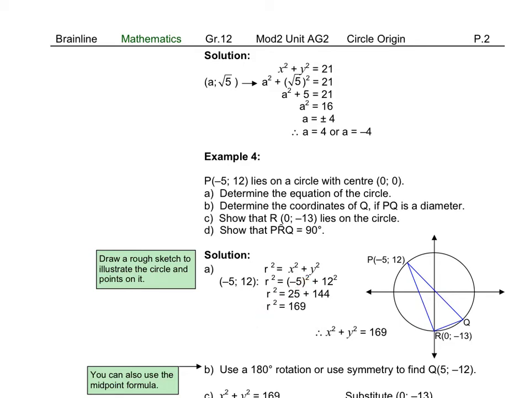Minus 5 squared means minus 5 times minus 5 is a positive 25, and 12 squared, 12 times 12 is 144. If we add it together, 25 plus 144, we get 169, and therefore r squared is equal to 169. I can then conclude that the equation of my circle with a center at the origin is x squared plus y squared equal to r squared, which we've worked out equal to 169.